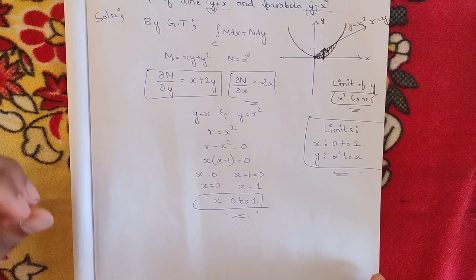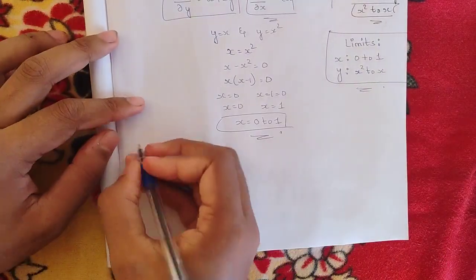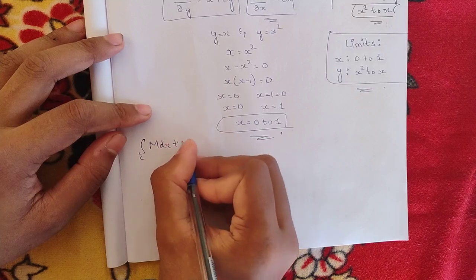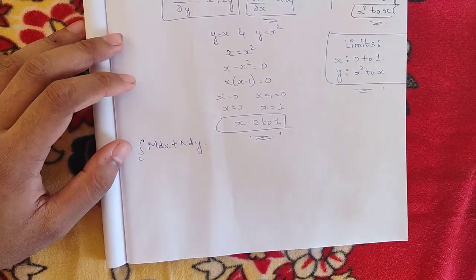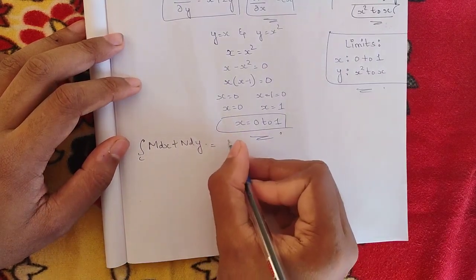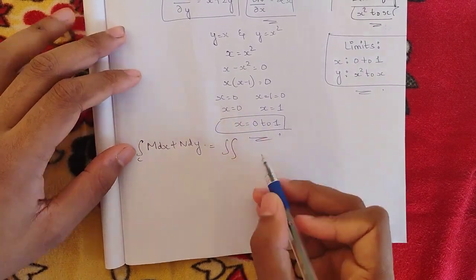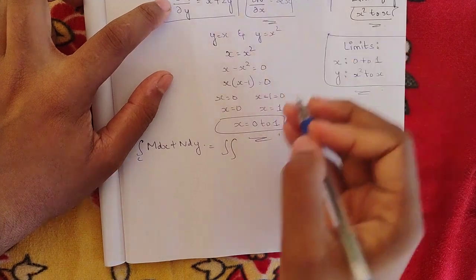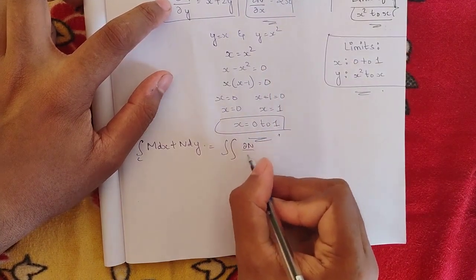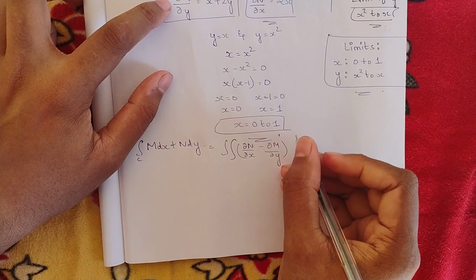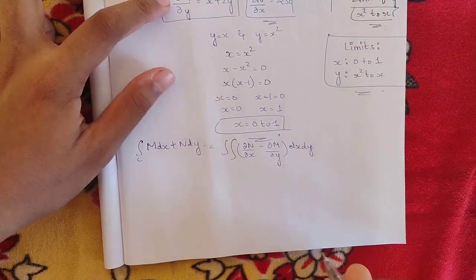Now let us do the integration part, that is, the integration of m dx plus n dy is equal to the double integration of (∂n/∂x minus ∂m/∂y) dx dy, right? So this is the formula.